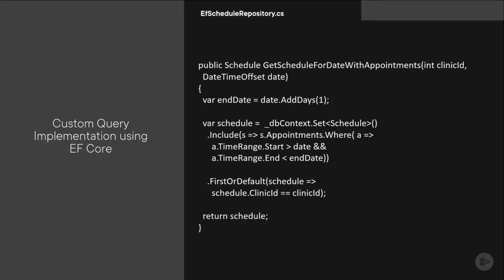It's not unusual to need to add specific query methods to individual repositories. Whether you need a custom subset of entities or a specific way to load entities' relationships, custom methods are a simple way to achieve this. For example, if we wanted to fetch a schedule instance with all the appointments for a given day, we could add a method to the schedule repository that might have an EF Core implementation like this one.